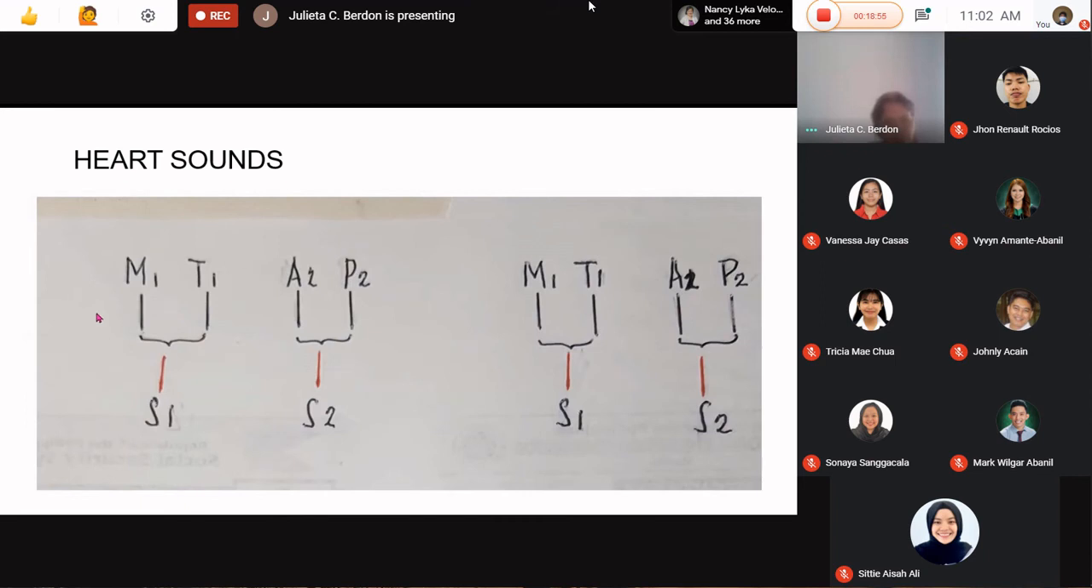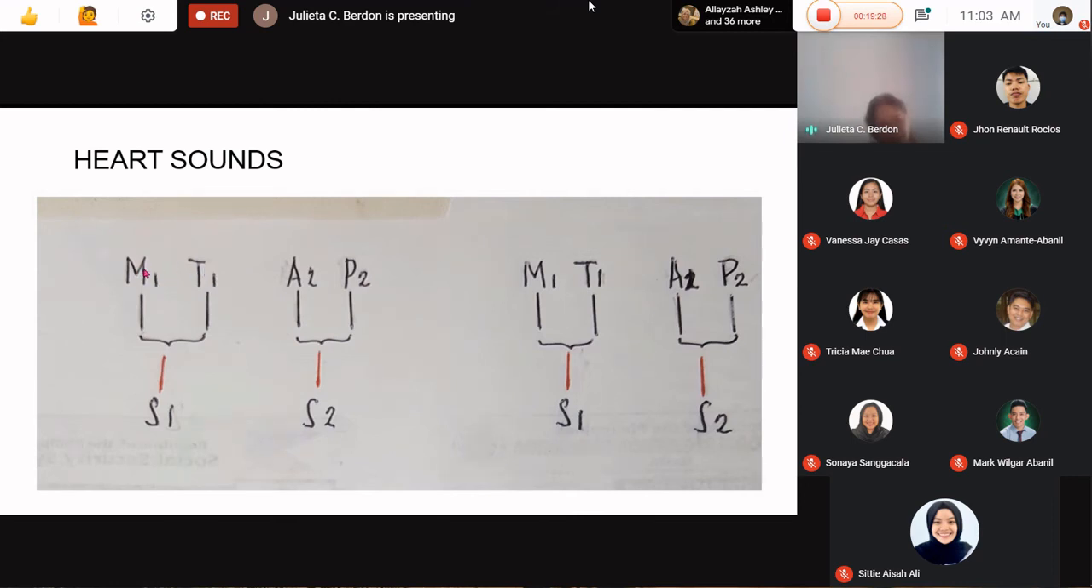vibrations associated with the closure of the mitral valve and tricuspid valve. When they close, they produce vibrations. So, vibrations associated with the closure of the AV valves will cause S1. Now, what did we say? Mitral valve closure precedes tricuspid valve closure. That's why you go M1, T1. Mitral first, then tricuspid closure, T1.